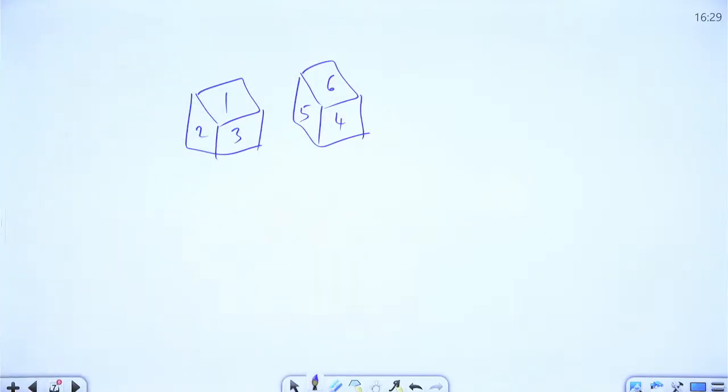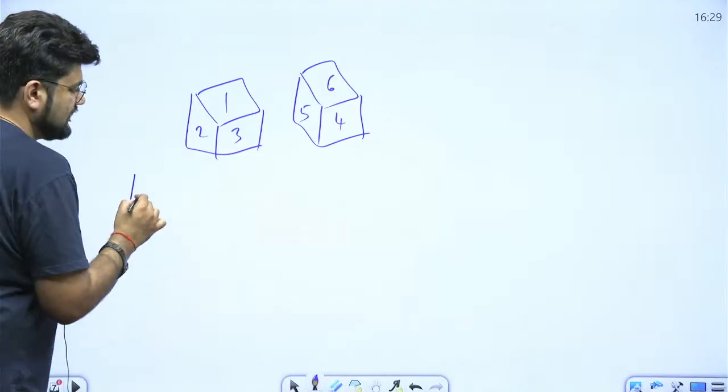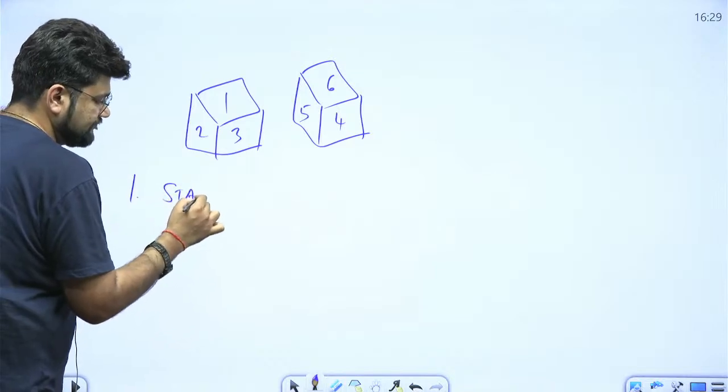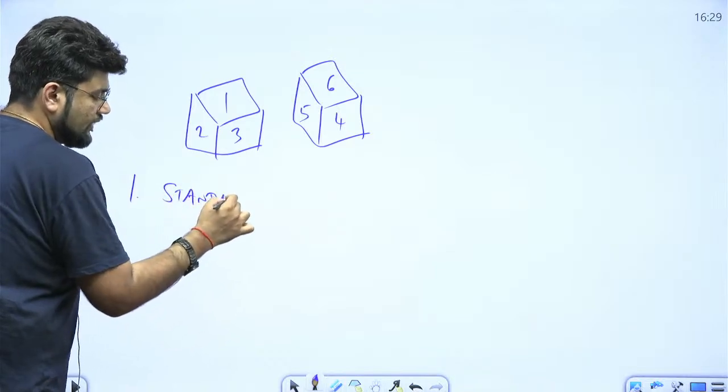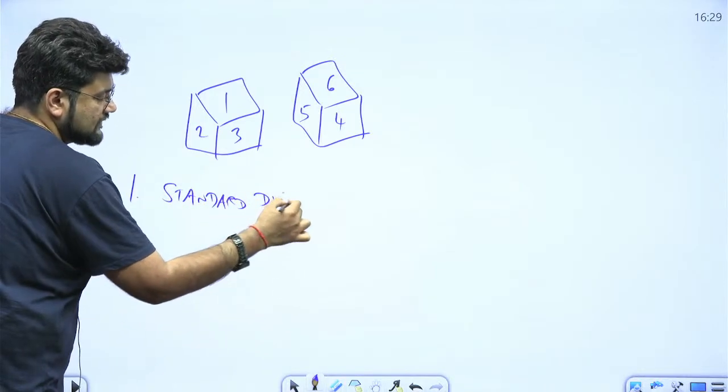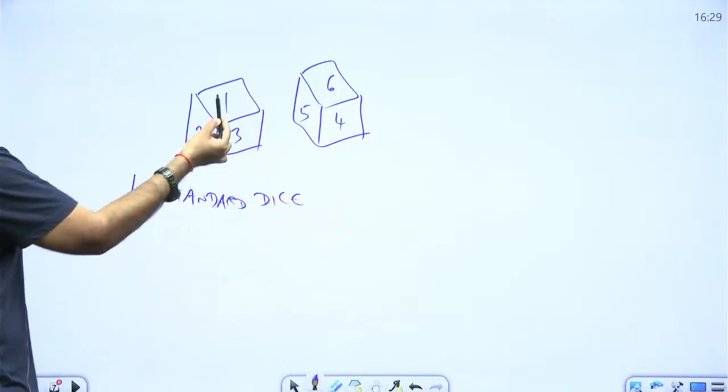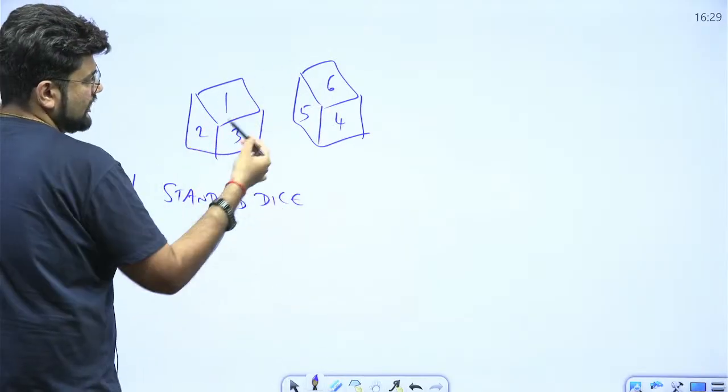Now they'll ask you what face is opposite to what face. You will say now there is no face common. Then how do I find out? Okay. So point number 1 is it may be a standard dice. You can always go with the standard dice. So in case of standard dice, you will know 1 is opposite to 6, 2 is opposite to 5, 3 is opposite to 4.